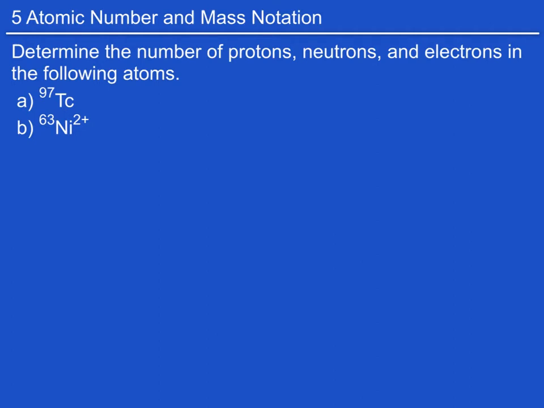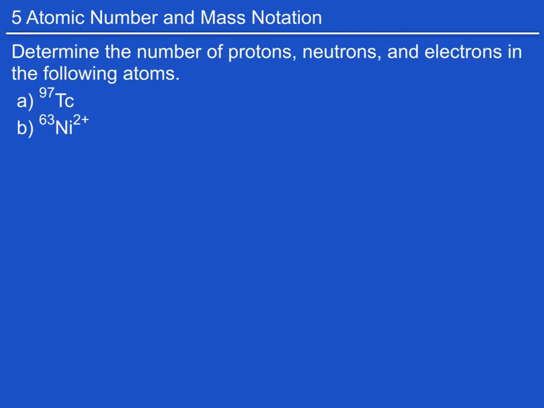Okay, for these two problems, we're going to actually work backwards from what we were doing before. Now we're going to be given the symbol and the mass number A, and we're going to have to use this to figure out the number of protons, neutrons, and electrons in the actual atom as written. So in the first one, we can see it's 97 technetium.